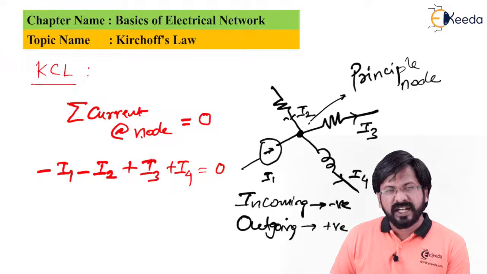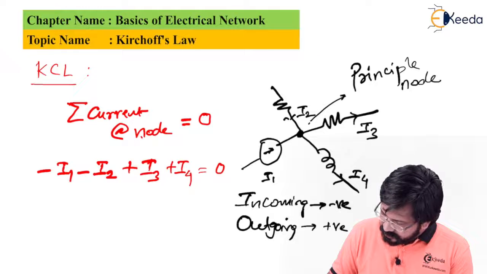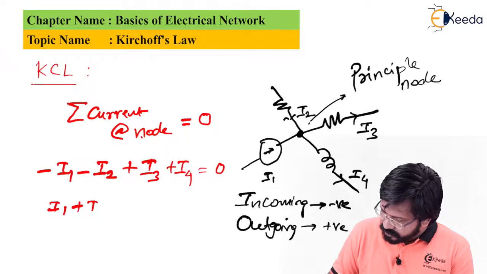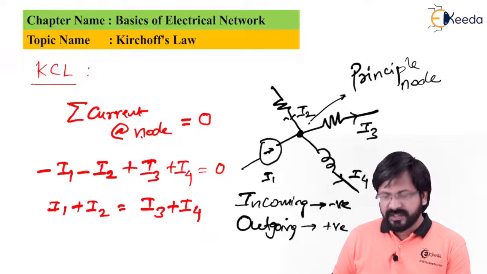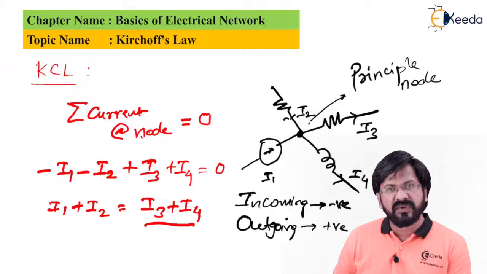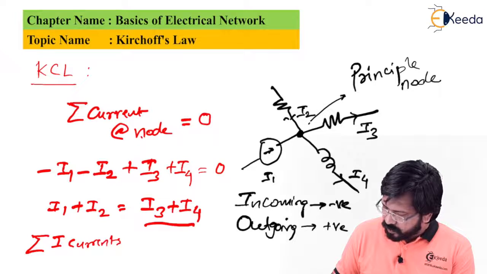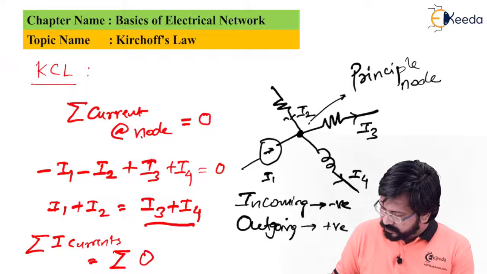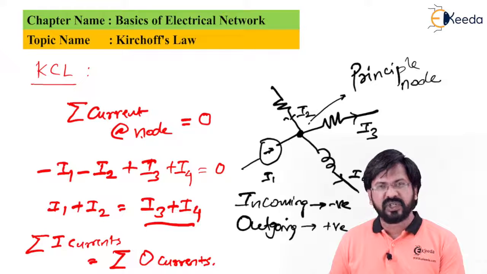So what I can do is take these two negative terms, minus I1 and minus I2, to the other side. What I'll get is I1 plus I2 equals I3 plus I4. In fact, I1 and I2 are the summation of incoming currents, whereas I3 and I4 are the summation of outgoing currents. So I can say the summation of incoming currents is equal to the summation of outgoing currents. So this is KCL, that is Kirchhoff's current law.